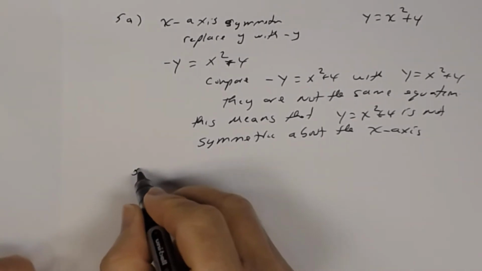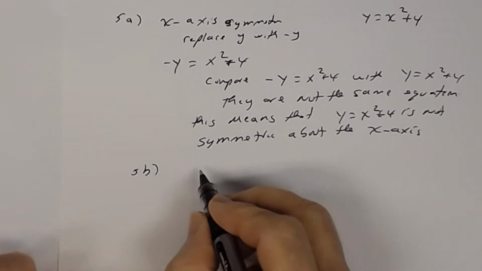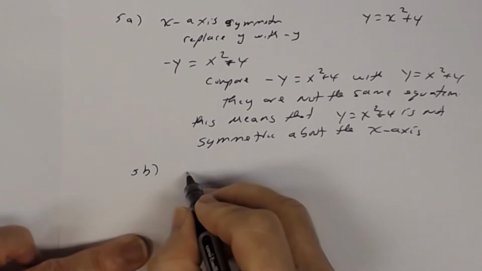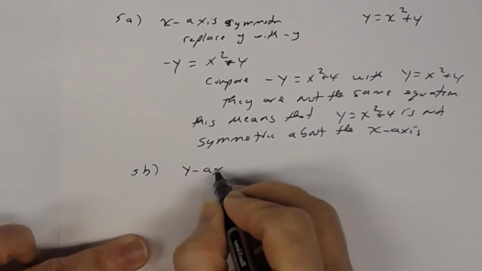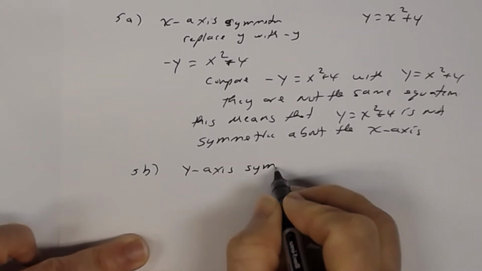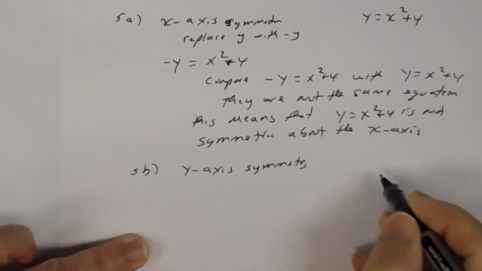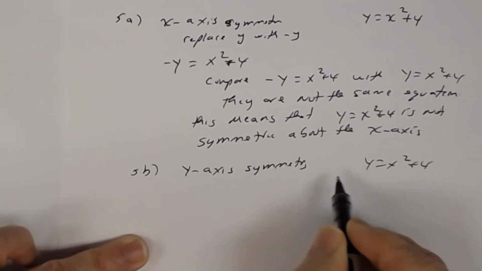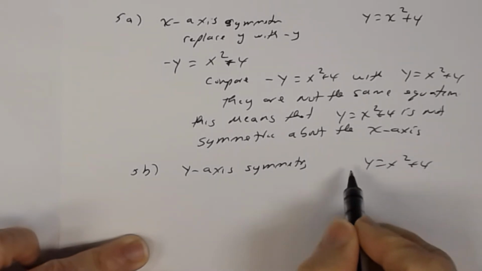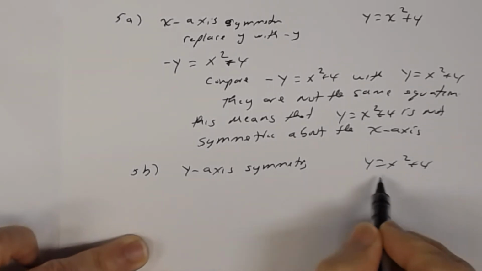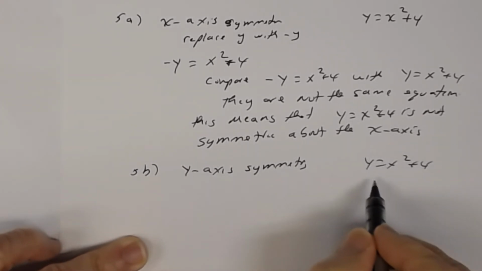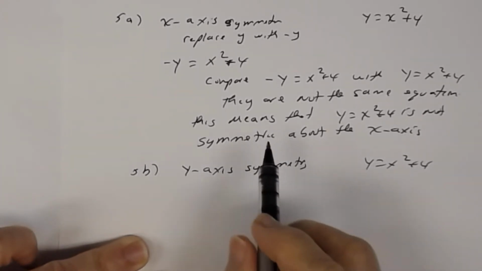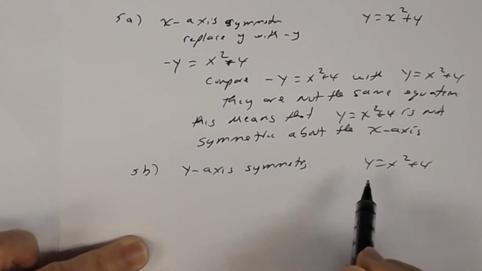All right, 5b. This time you want to determine if it's symmetric about the y-axis. So this is y-axis symmetry. Remember we're looking at y equals x squared plus 4. Does this relation algebraically have y-axis symmetry? Remember, the direction says algebraically. Don't look at the graph.